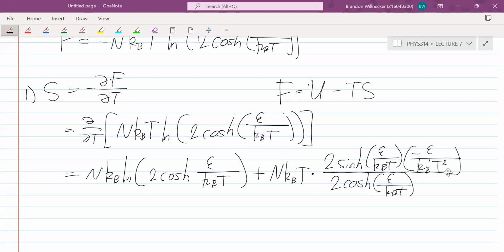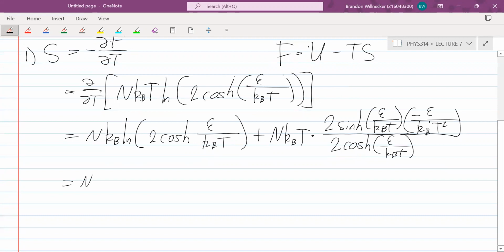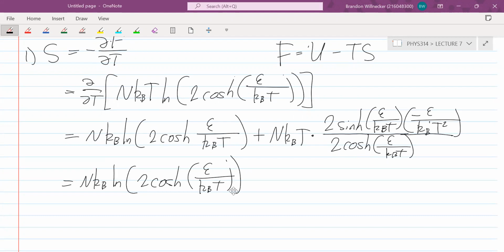Okay, so we can simplify this now. We're going to get n kB natural log of 2 hyperbolic cosine epsilon over kBT. And then for the next one, hyperbolic sine over hyperbolic cosine, that's going to be hyperbolic tan. We've got a minus from that last bit that we did. So it's going to be minus n epsilon. We've got a T at the bottom. And then it's going to be hyperbolic tan of epsilon over kBT. Now you can leave it like this.